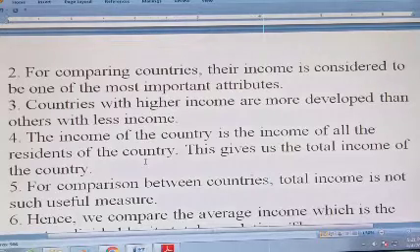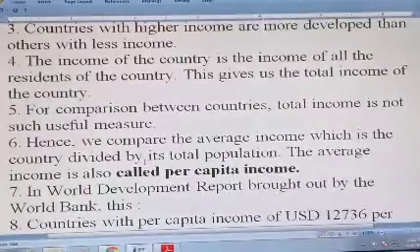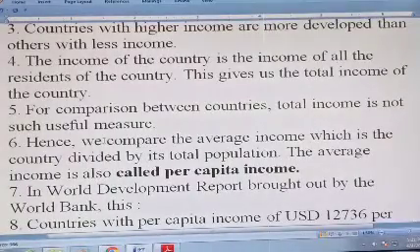Number five, for comparison between countries, total income is not such a useful measure. As we have read in the first point, income is not the only aspect; many other aspects are there for comparison. Maybe the studious one is not the friendliest one. So point 6, we compare the average income.